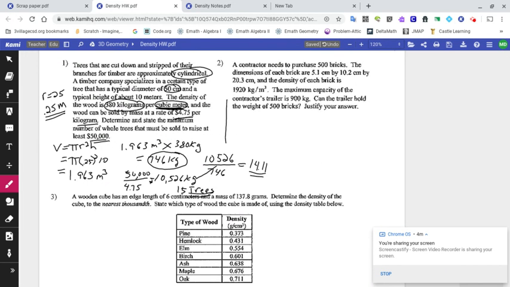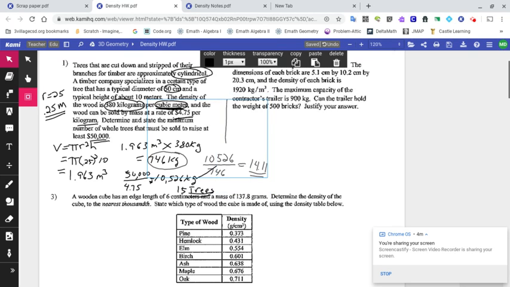Okay. That's number one. Number two. Okay. Let me get rid of some of this. That's encroaching on my space here. I'm going to delete that.